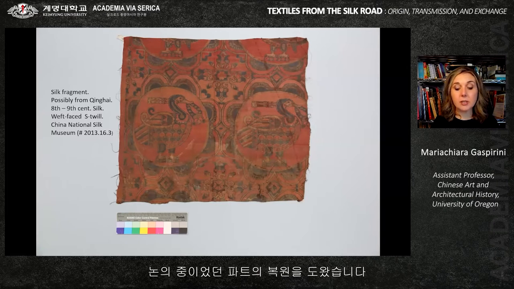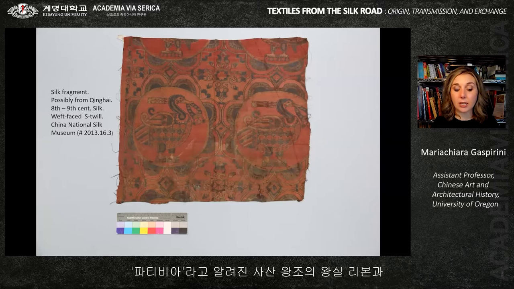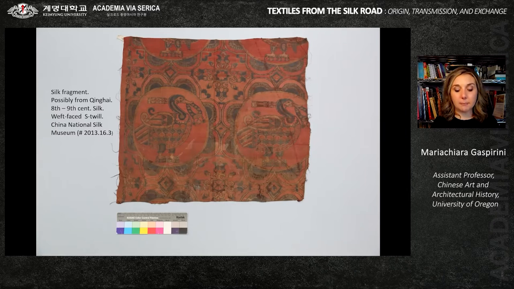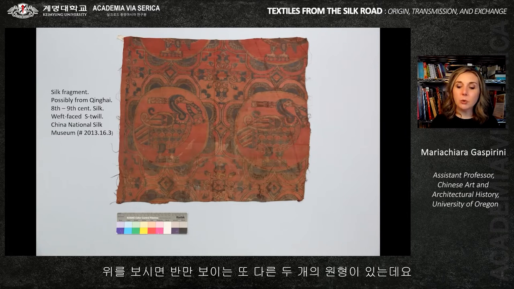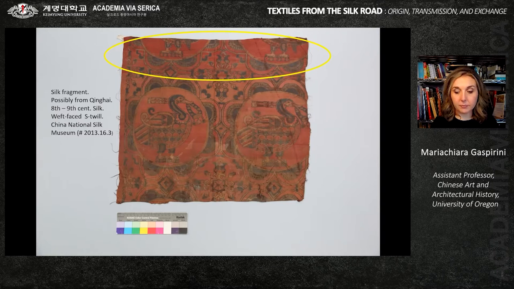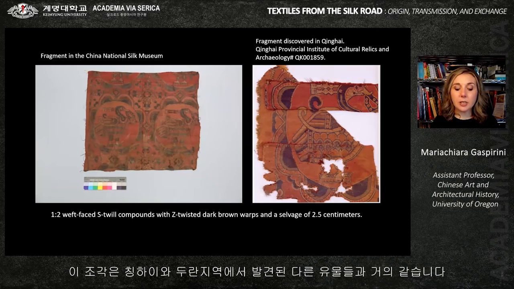under discussion is a rectangular weft-faced S-twill with 2 lobed roundels, each enclosing a single duck facing right, with a Sasanian royal ribbon called diadem and a necklace with 3 medallions held in the beak. Above these 2, 4 other almost half roundels are visible, enclosing the feet and wings of different birds facing left. This fragment is almost identical to others discovered in Zhulan, Qinghai.